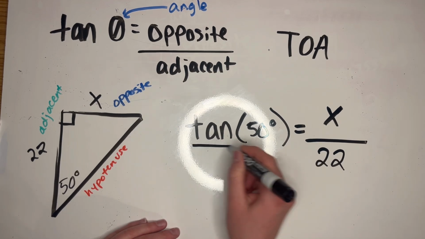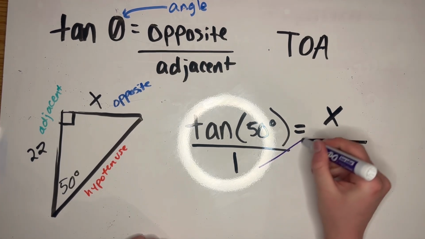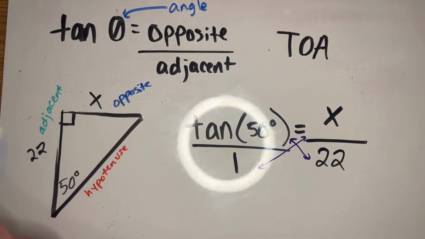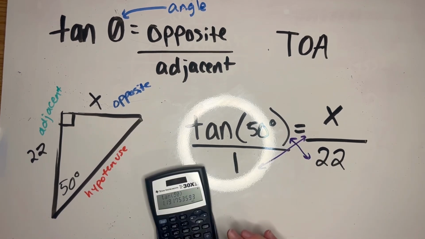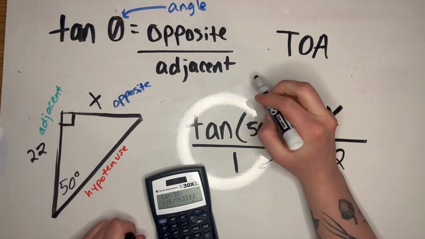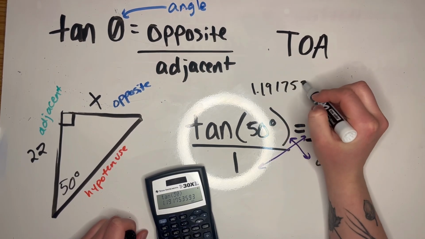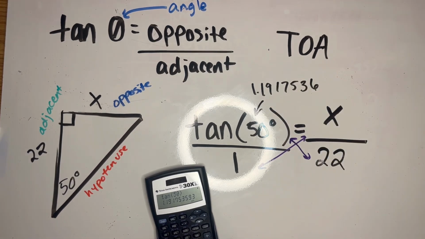Again, I'm going to set this over 1 so that I get 2 ratios. It's way easier for me to look at, and it doesn't change the value of tangent. And then I'm going to do cross multiplying. So in my calculator, I'm going to put tangent of 50, and that gets me a value of 1.1917536, we'll say.